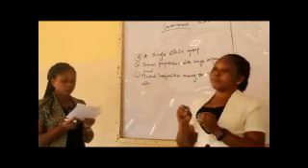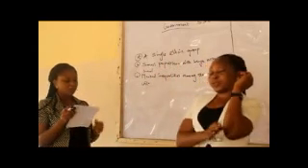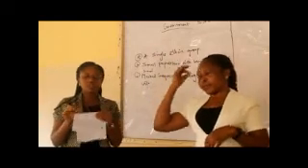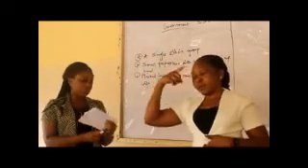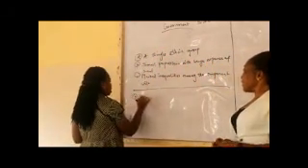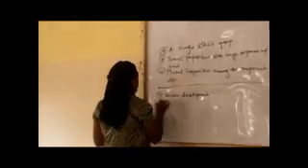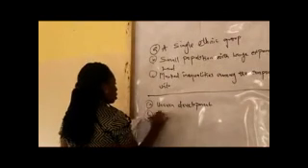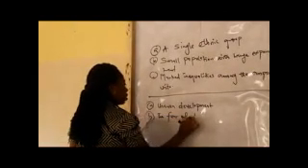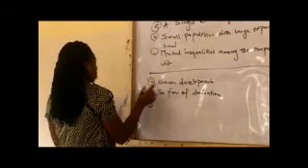Then number 4, countries adopt federal system of government because of dash. A, uneven development. B, the fear of domination. And C, adoption of the state religion.